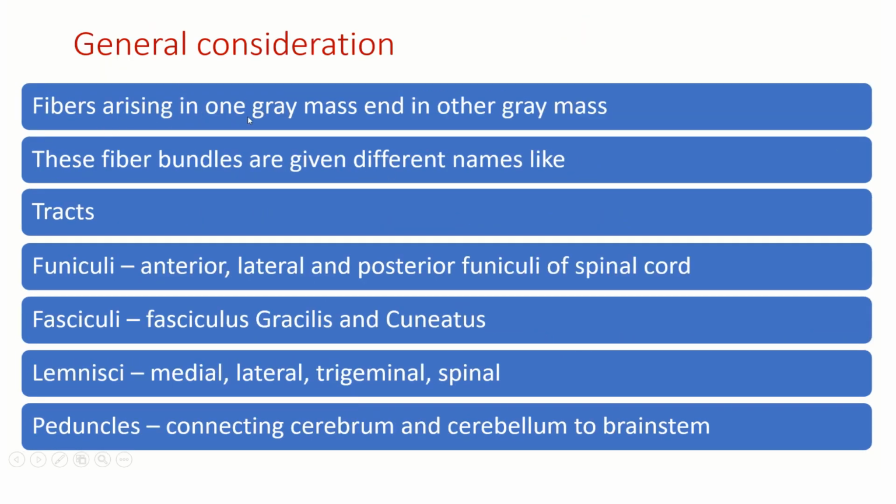Fibers arise in one gray mass and reach another gray mass. The way the fibers connect two gray masses are named differently; they are labeled as tracts and funiculi. You can see here the anterior, lateral, and posterior funiculi of the spinal cord. Fasciculi, fasciculus gracilis and fasciculus cuneatus, which is the dorsal column pathway. Lemnisci: medial lemniscus, lateral lemniscus, trigeminal lemniscus, and spinal lemniscus. And peduncles connecting the cerebrum and cerebellum to the brainstem.